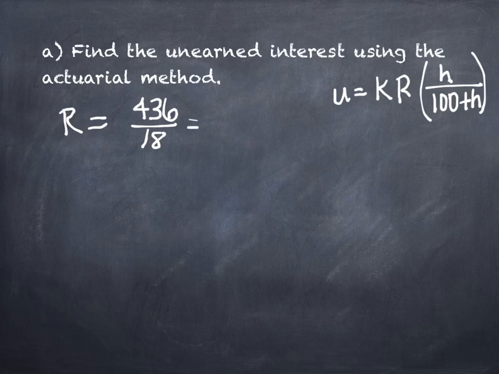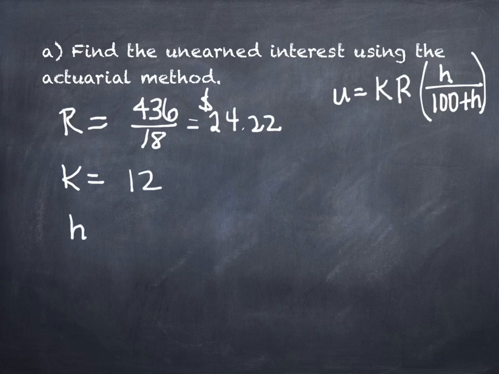So what is that? 24.22. Thank you, Tangela. Right, so 24.22, that's their payment amount. That's R. The next one was K. K is the remaining number of scheduled payments after their current payment. So they're about to make payment number 6, so that's the current payment. How many payments will they have after that current payment? 12. So K is 12.